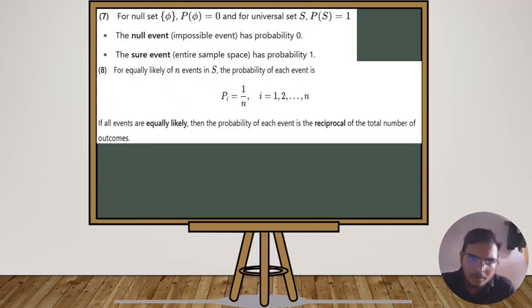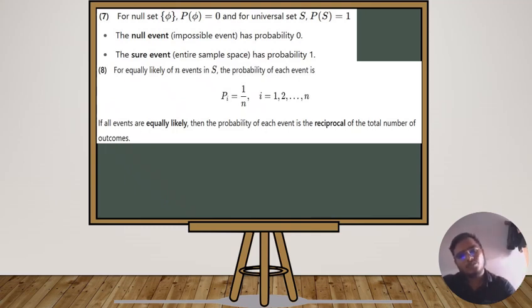And for null sets, P of phi is equal to 0. For the universal set, P of S is equal to 1. In the universal set, we have to complete what probability is, the classical definition of probability, probability introduced through axioms, and the properties of probability.